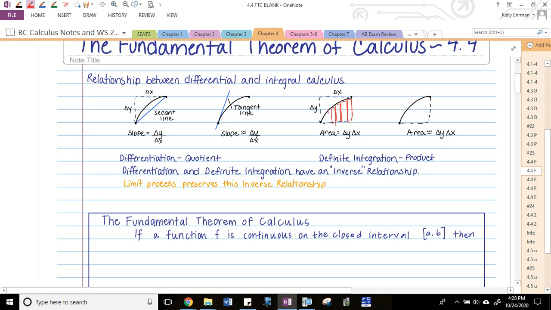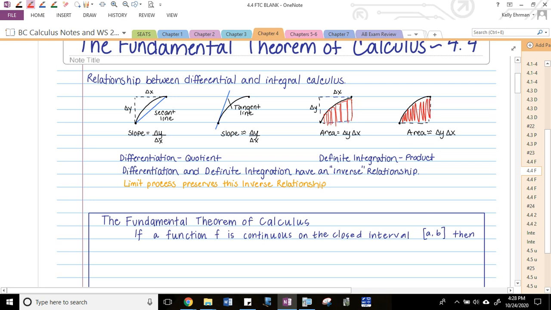What we were interested in was shrinking these rectangles down and using them to approximate the area underneath a curve. And when we approximated with Riemann sums, lower sums underestimated the area, upper sums overestimated, and midpoint and trapezoid were somewhere in between. As we allow the number of rectangles to approach infinity, the width of the rectangle, delta x, approaches 0, then we get the actual area underneath the curve. And again, it's still some sort of product.